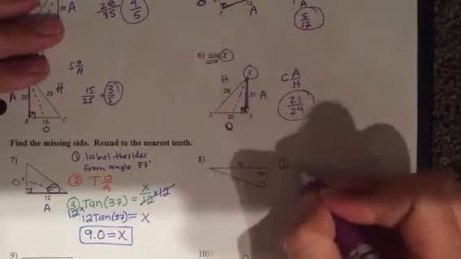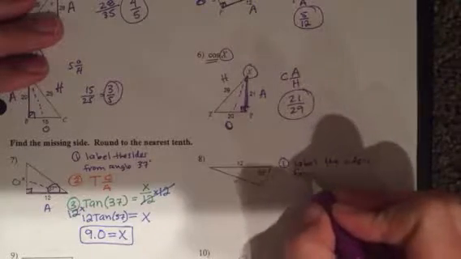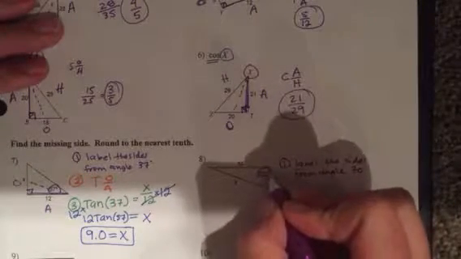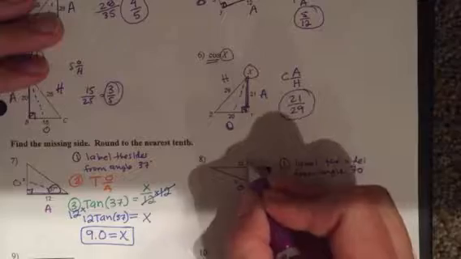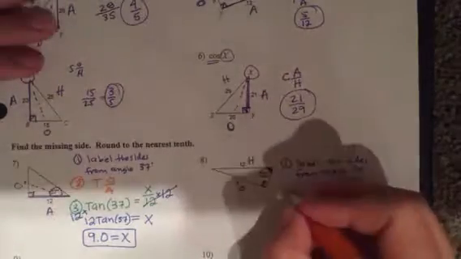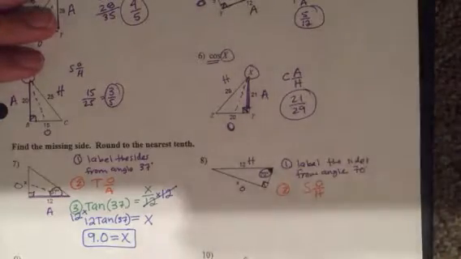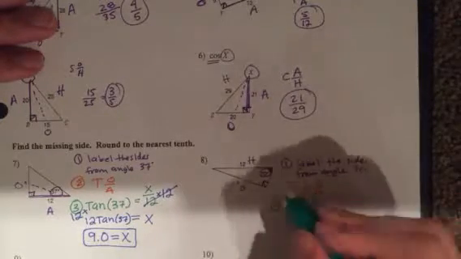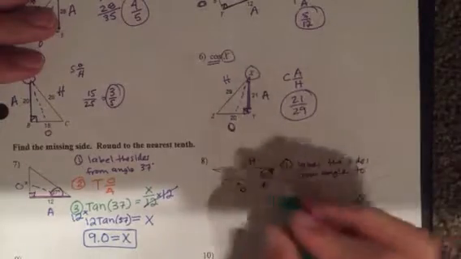I am going to label the sides from angle 70 degrees. So from 70 degrees in this corner, I know that this side would be opposite, and across from the 90 is the hypotenuse. Now I have, let's see, I have O and H, which means I'm using SO, which is sine of angle 70 equals O over H.